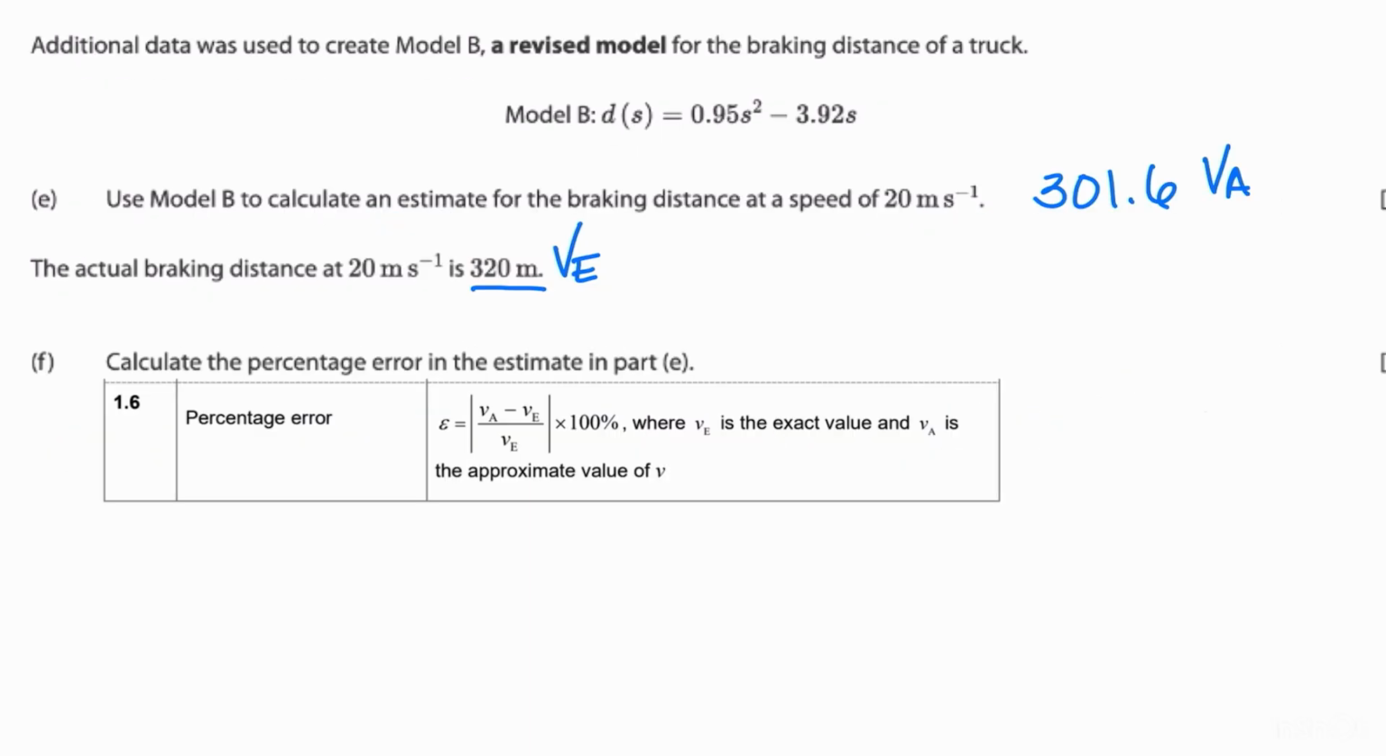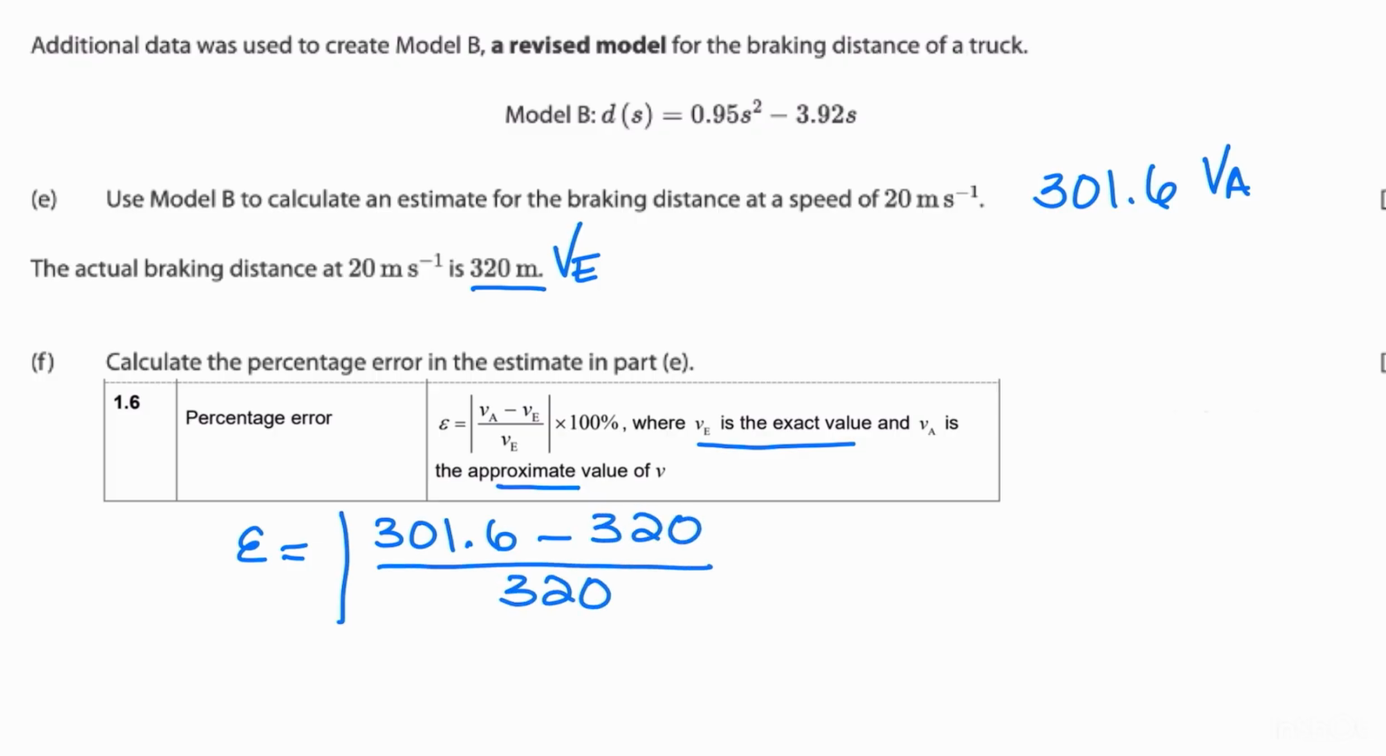Always look at the formula booklet to make sure that you're using these values correctly. In the formula booklet, you're going to see VE is exact, VA is the approximate. You want to set up the problem exactly the way you see it. The approximate 301.6 minus the exact of 320 divided by 320. You want to make sure you put those in absolute value bars times 100% or just times 100. There's no percent button that you're going to put on the calculator.